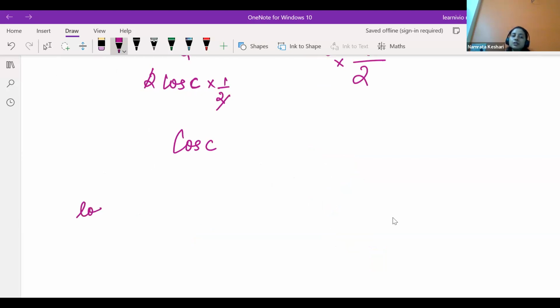Similarly, if you do the derivative of log x, we know the derivative of log x is one by x. So by using the first principle also, we will be getting this one. And if you will be doing the derivative of this function, log of sine.